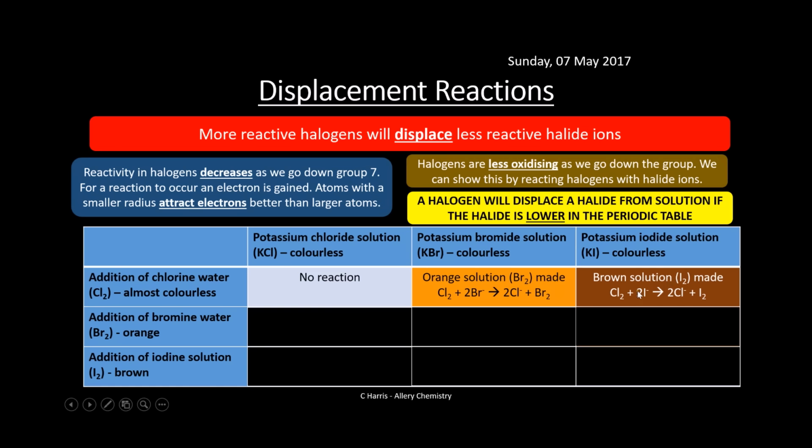Chlorine, again, reacts with the iodide ions. There it is there. We get displacement. Chloride ions are made. An iodine solution is made. An iodine solution is brown. Remember, iodine as a solid is grey, but your iodine solution is brown.